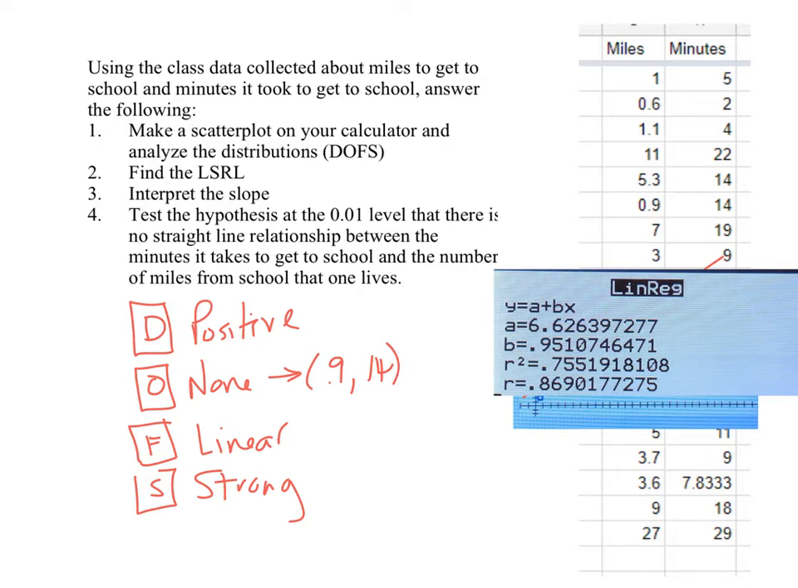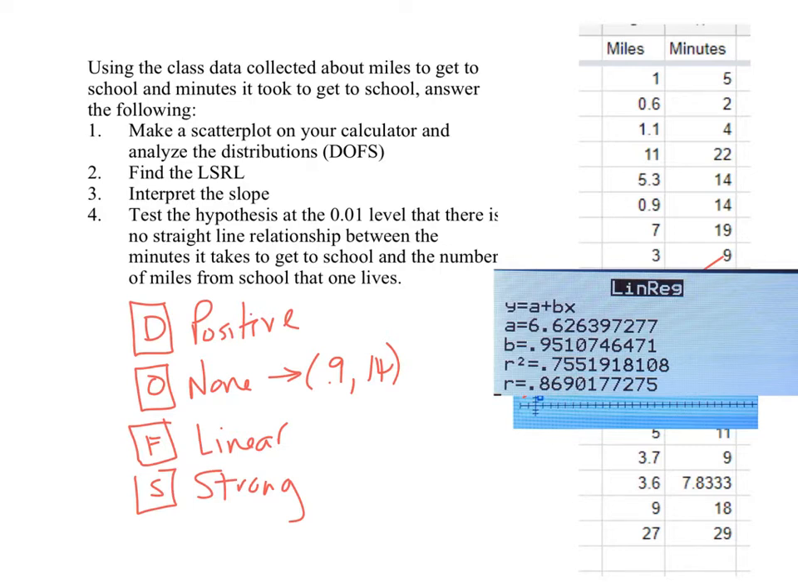Here I went to the stat calc menu. I chose the a plus bx. You can see I have correlation. I have r squared, and again, the correlation 0.86 is very good. Remember, this r squared is the coefficient of determination. This says 76% of all variation in minutes can be explained by variation in miles. But all I needed to answer here was, what is the regression equation?